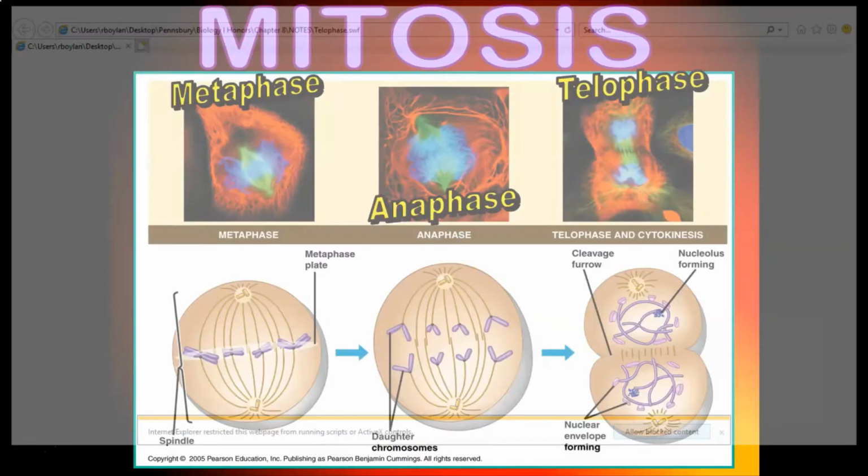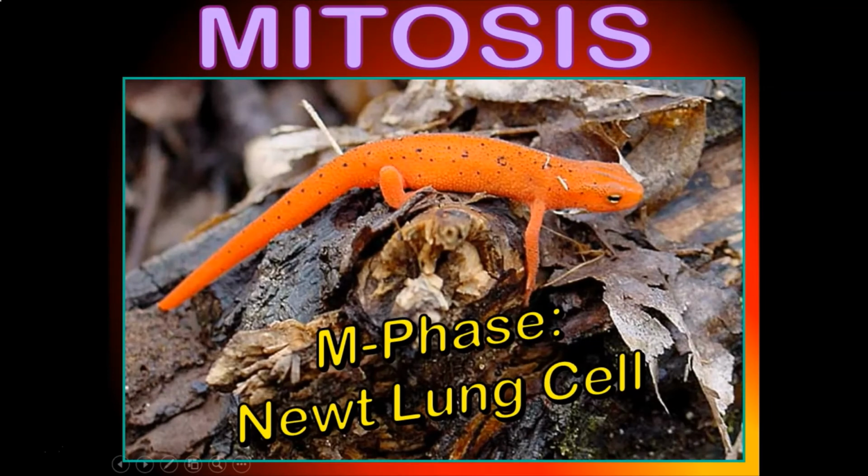Okay, so that's pretty much mitosis. It takes a long time. You have to go through it again and again and again, but eventually you'll understand it and be able to recognize those phases. Let's practice here. This is a new lung cell, and hopefully we'll be able to see the phases of mitosis as it divides here.